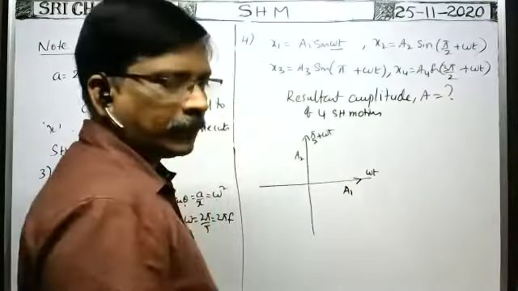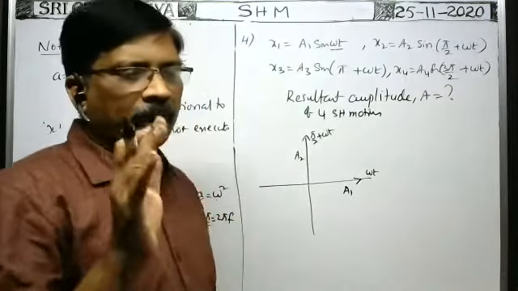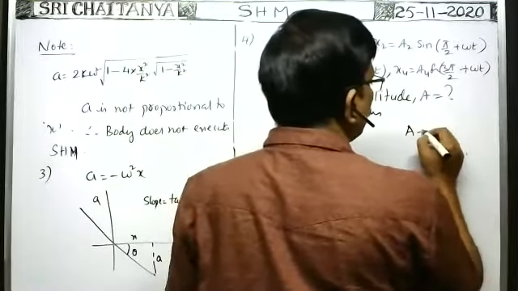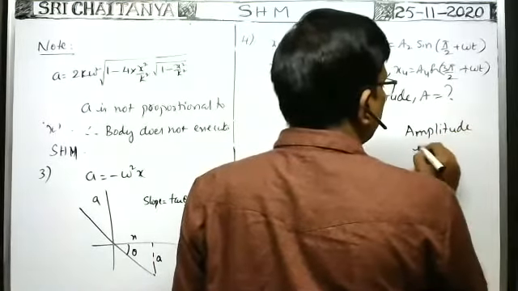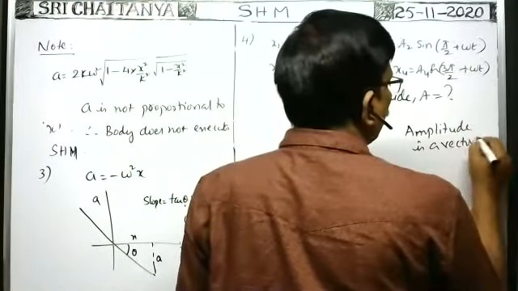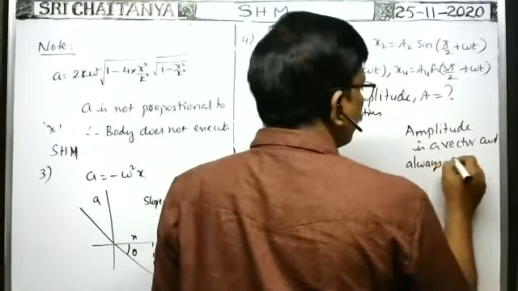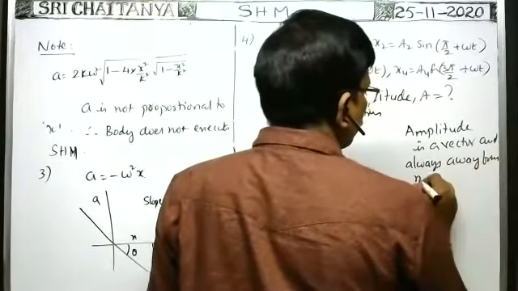Amplitude is a vector quantity. It is always away from the mean position. Amplitude is a vector quantity, a vector, and always away from the mean position.